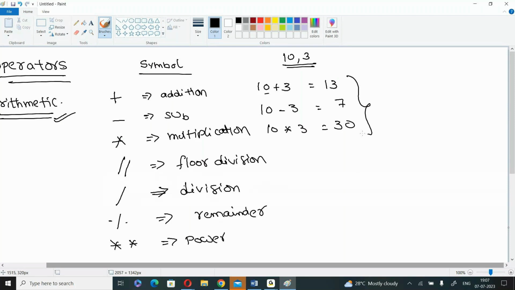Now, I will move to the last one. 10 double star 3. Internal meaning is 10 cube. I think you got it. 10 cube, the answer is 1000.